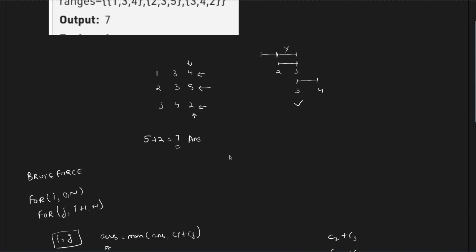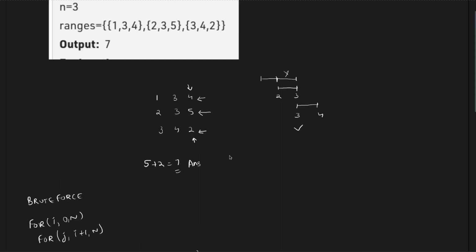Now let me quickly summarize what I just said. I believe you are already clear on how we have to take the ranges. We don't have to consider overlapping segments, but we can consider two ranges if they are just touching each other. That means if we are taking two ranges, the starting point of the jth range should be greater than or equal to the ending point of the ith range. So this is our main condition.